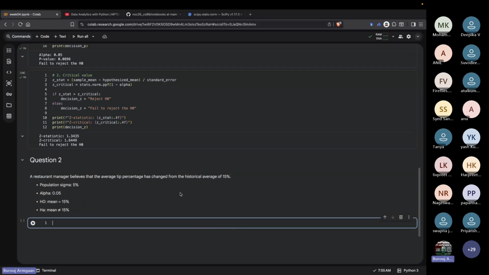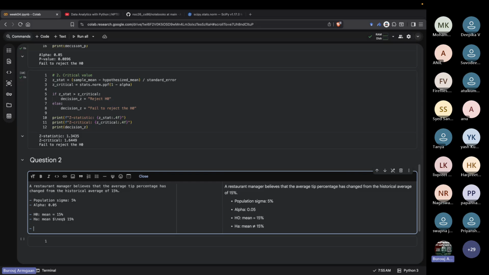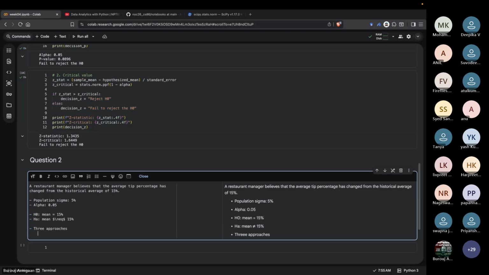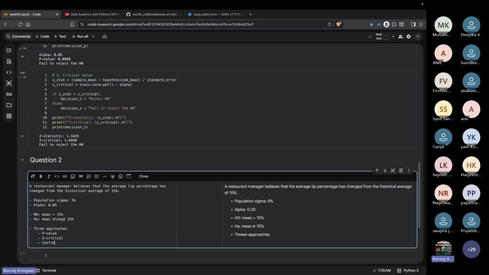So you can do the same thing. You would like to make this claim using three approaches: the p-value, the z critical, and the confidence interval.